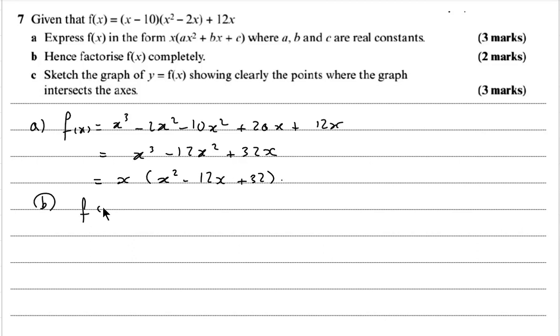f(x) in this case can be written in the form x multiplied by two brackets: (x minus 8) multiplied by (x minus 4). Their sum is negative 12x.